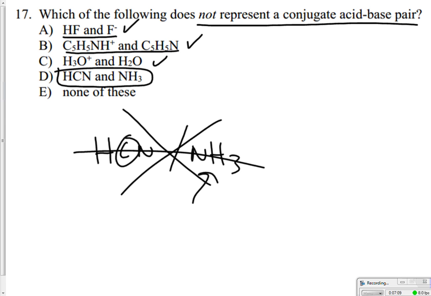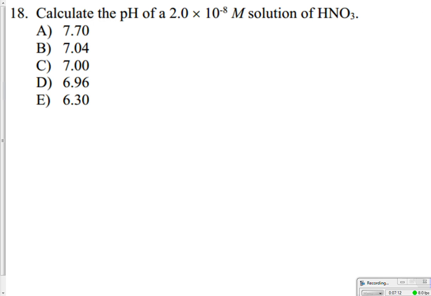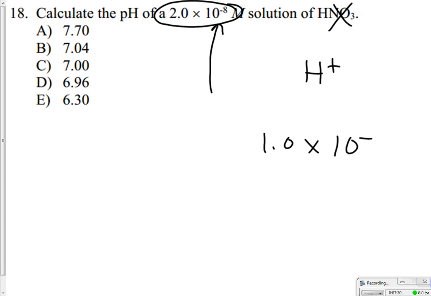Calculate the pH of a 2.0 times 10 to the negative 8 solution of HNO3. If I cancel that, it means I have basically H plus. It's a strong acid. One of the problems is the value 2.0 times 10 to the negative 8. Remember, the H plus concentration in water is 1.0 times 10 to the negative 7. The molarity of this acid is too small. But if you have a strong acid on the test tomorrow, all I would do is take the negative log of 2.0 times 10 to the negative 8.